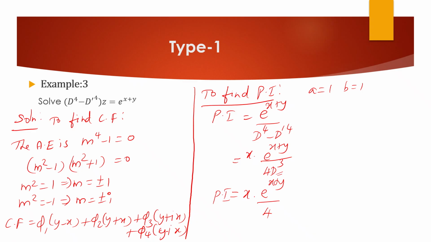So finally the complete solution can be written as z is equal to CF plus PI. CF together with PI, we write our complete solution.